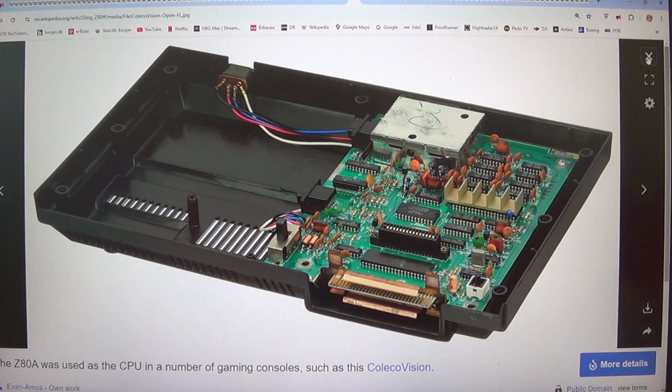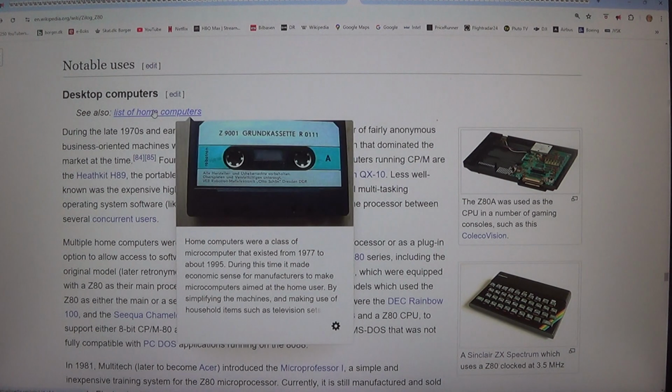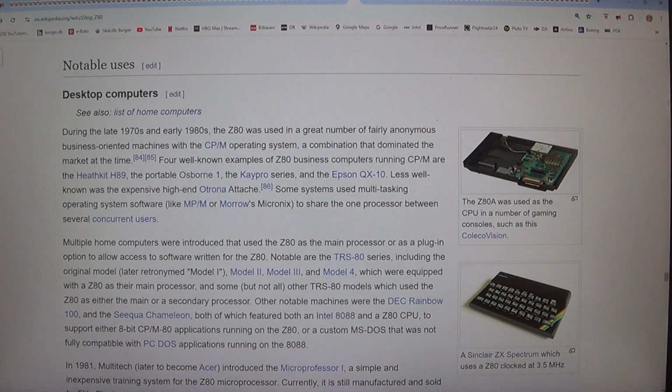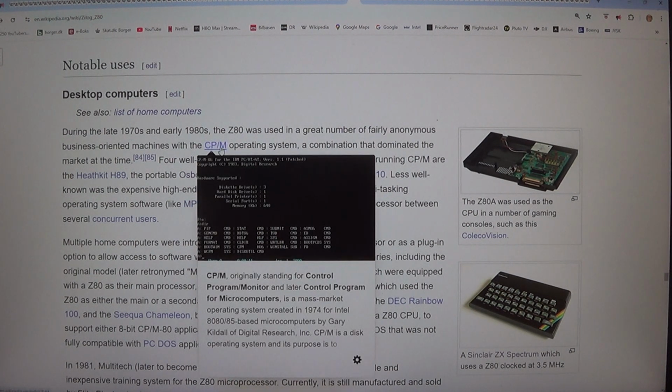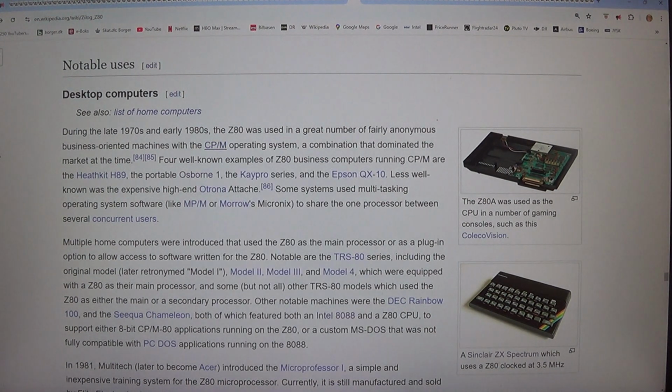During the late 1970s and early 1980s, the Z80 was used in a great number of fairly anonymous business-oriented machines with the CP/M operating system, a combination that dominated the market at the time. 4 well-known examples of Z80 business computers running CP/M are the Heathkit H89, the portable Osborne 1, the Kaypro series, and the Epson QX-10. Less well known was the expensive high-end Otrona Attaché.